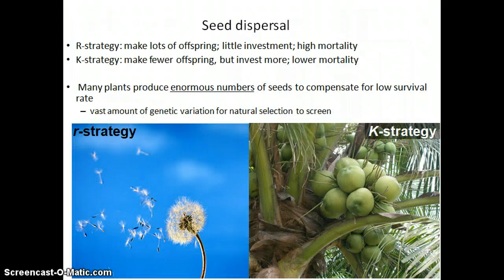So there are two types of seed dispersal, thinking back to our ecology unit. We have an R strategy or a K strategy of seed dispersal. So with an R strategy, that's again not going to be density dependent as much. So there's lots of offspring with little investment and high mortality. And a K strategy of seed dispersal means there's going to be fewer seeds, fewer offspring, but there'll be more invested energy and a lower mortality rate. Many plants, though, produce enormous numbers of seeds to compensate for a very low survival rate.